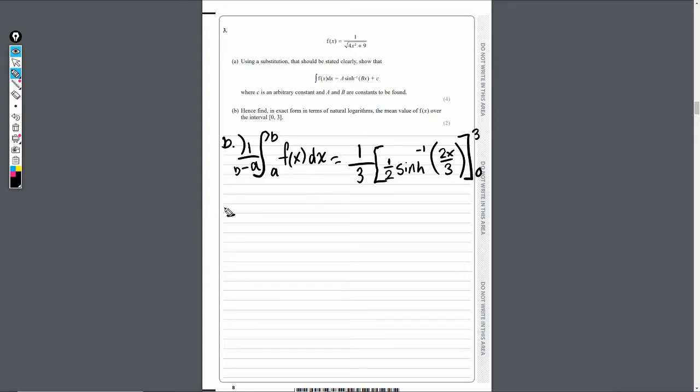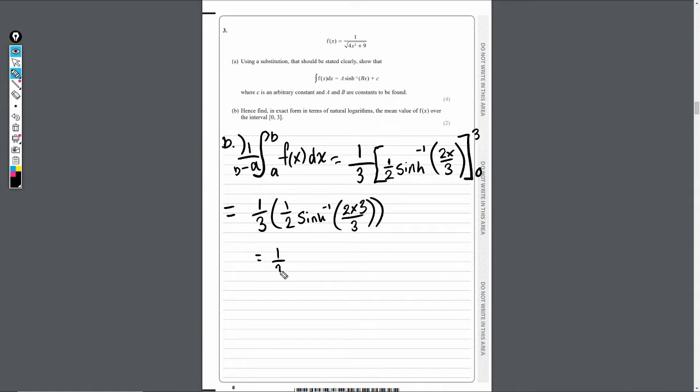And now we just have to evaluate this for the last mark. So this is going to be a third of a half of hyperbolic sine inverse. If I put 3 in here, I'll get a value. If you put 0 in here, you're not going to get a value, because hyperbolic sine inverse will be 0 when x is 0. So that's not going to give you any value there. I'll put 3 in now: it's going to be 2 times 3 over 3. Keep simplifying this.